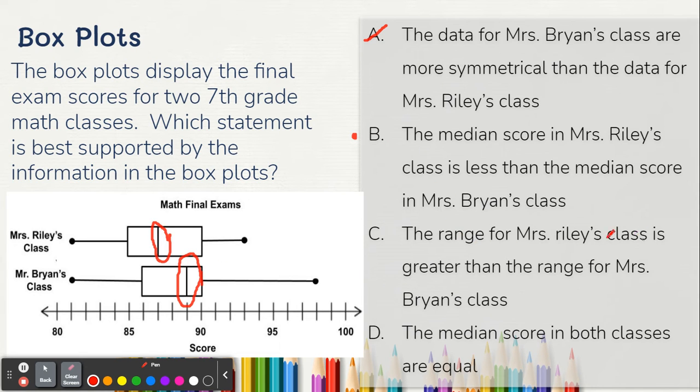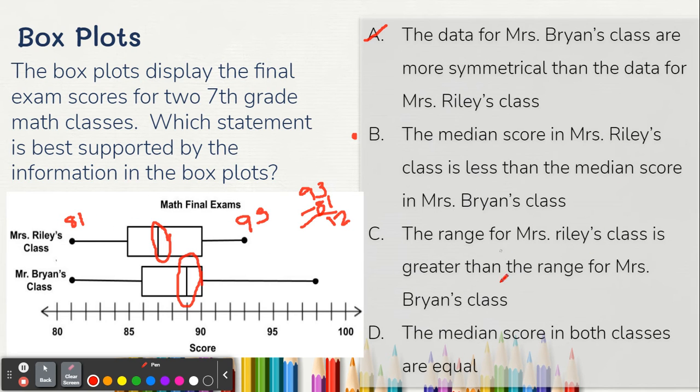The range for Miss Riley's class is greater than the range for Mr. Bryan's class. Okay, so Miss Riley's class starts at, let's see, 91, 92, 93 over here. And then over here, it's 81. So I'm doing 93 minus 81. 3 minus 1 is 2. 9 minus 8 is 1. So 12. So the range for Miss Riley's class is 12.